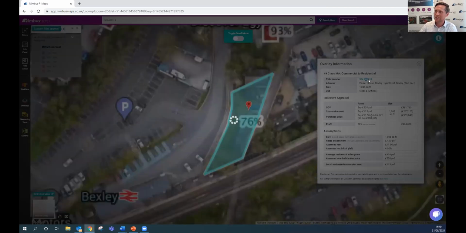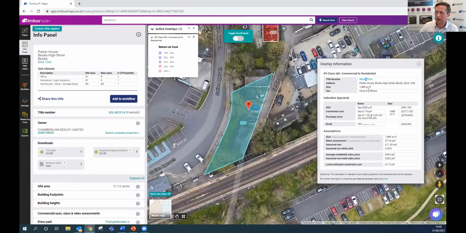What I can then do is start looking at off-market letter campaigning and stuff. I can save that property to a thing called Workflow, where I manage my sites and send my letters out and this sort of stuff. Really neat and easy ways of doing all of that.